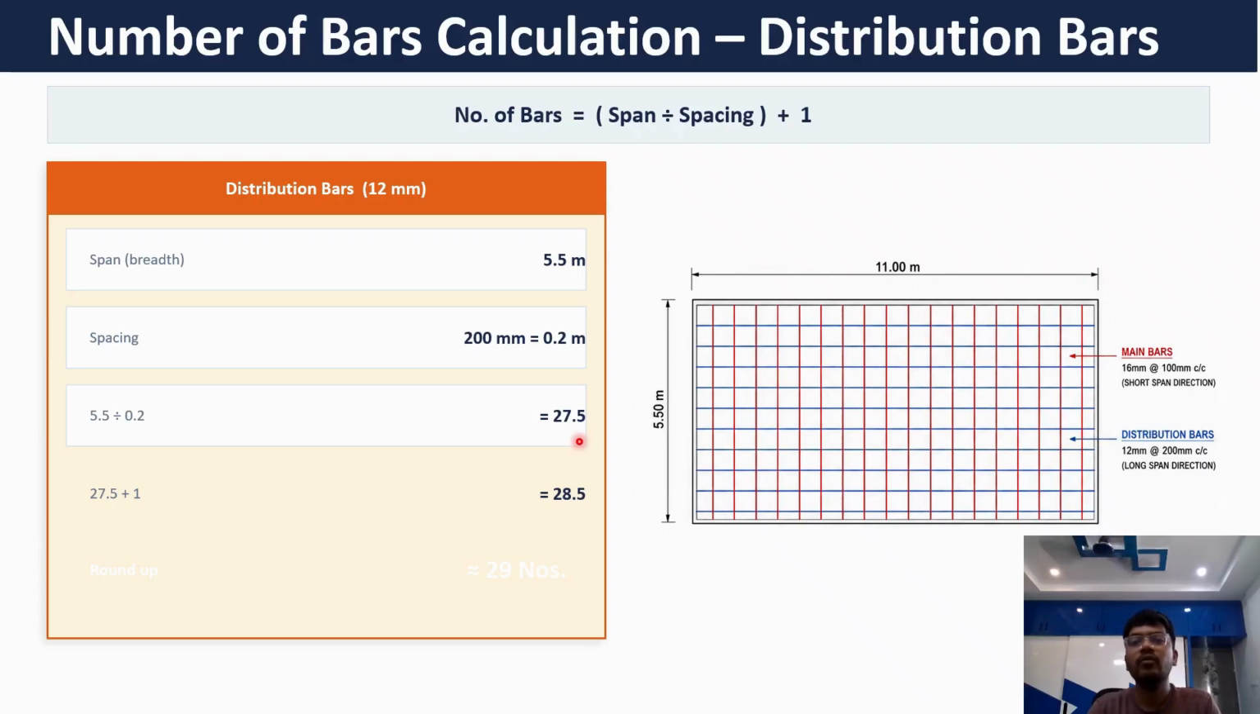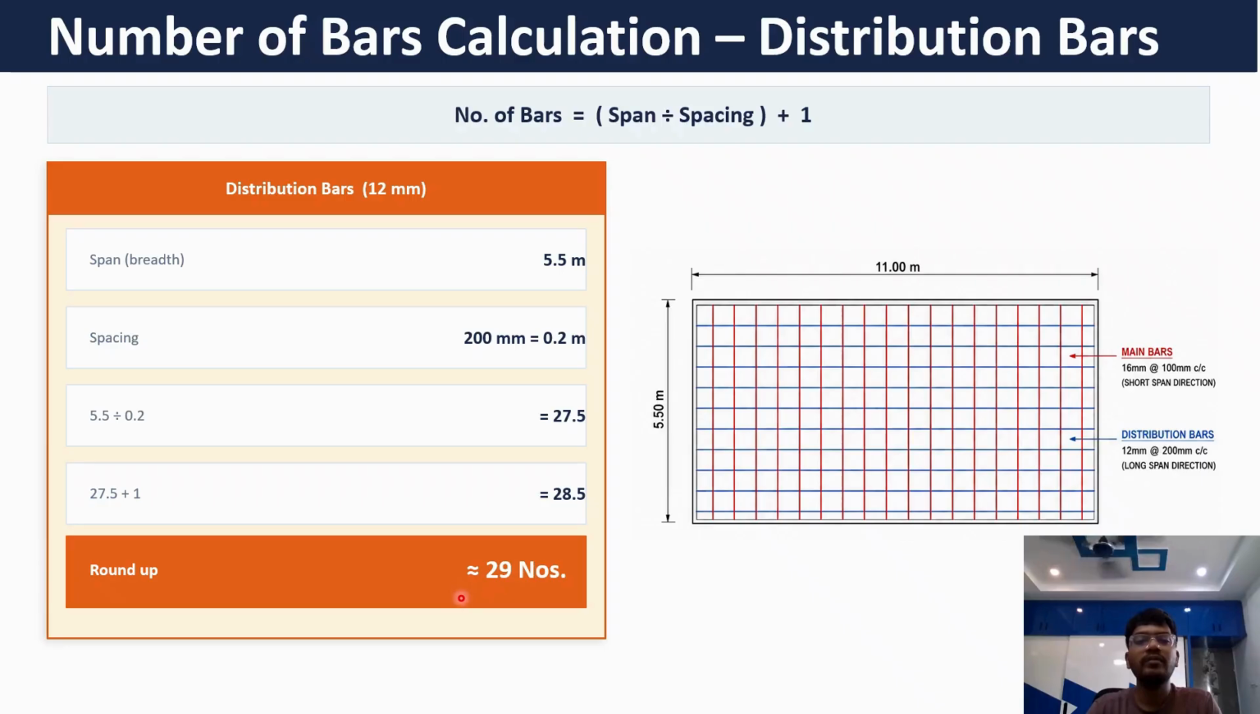So remember we have to add plus 1 to get the total number of bars. So add plus 1 to it and the total number of bars is 28.5. If you round it off, then the total number of bars comes as 29 numbers. So the total distribution bars are 29 numbers.